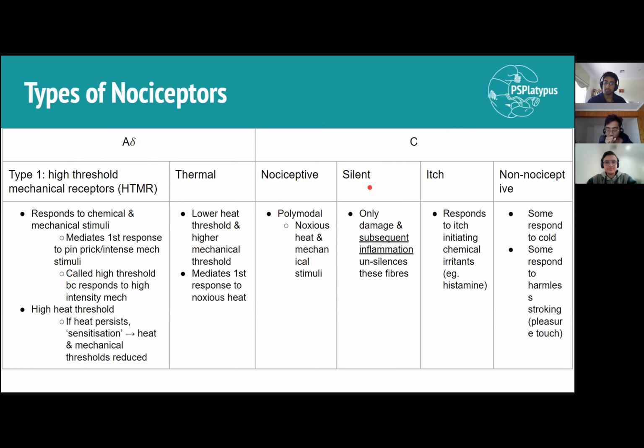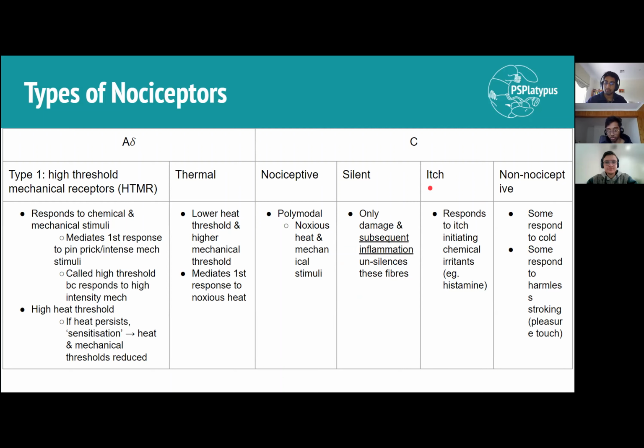Silent fibers. Silent fibers are essentially fibers that are silent, which means that they don't detect pain initially. Only after tissue damage and subsequent inflammation does it cause the unsilencing of these fibers, due to the specific cytokines and intracellular signaling molecules that are generated due to inflammation, which act to unsilence these fibers. And once tissue damage occurs, it plays a big part in transmitting pain to us.